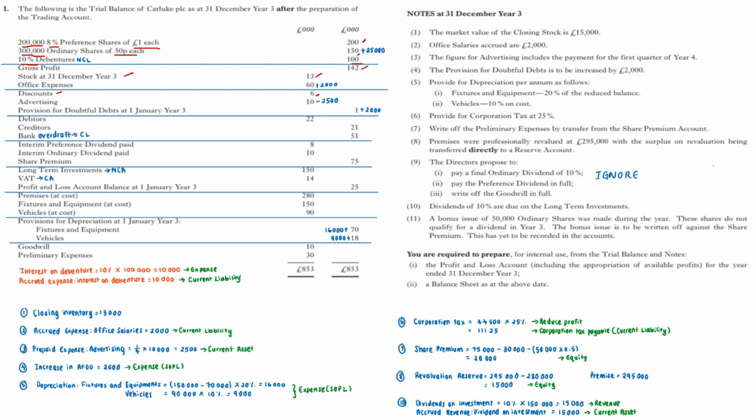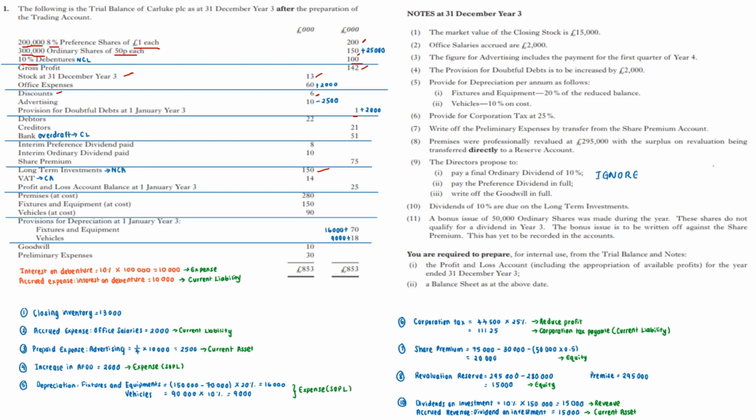Provision for doubtful debts at 1st January year 3. So this is your opening provision, which is 1,000. And then you have your debtors, creditors, bank. Bank is on the credit side, so that's your overdraft. Interim preference dividends paid and interim ordinary dividends paid are the amounts that have been paid, so that will affect your profit. Share premium is your equity. Long-term investment is a non-current asset. This is when the company invests in other companies, so it's considered as their non-current assets.